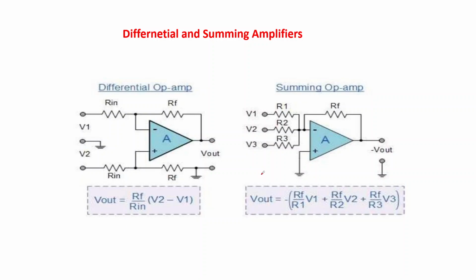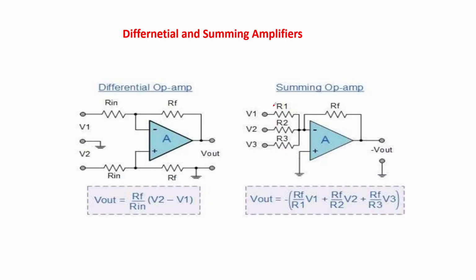Another one is the summing amplifier. Here we can sum various voltages. We can take signals from various sensors like V1, V2, V3 and add them using this operational amplifier. We have a feedback resistance also, along with R1, R2, R3. So we get RF by R1 times V1, RF by R2 times V2, and RF by R3 times V3 as the output. We can add any number of signals.